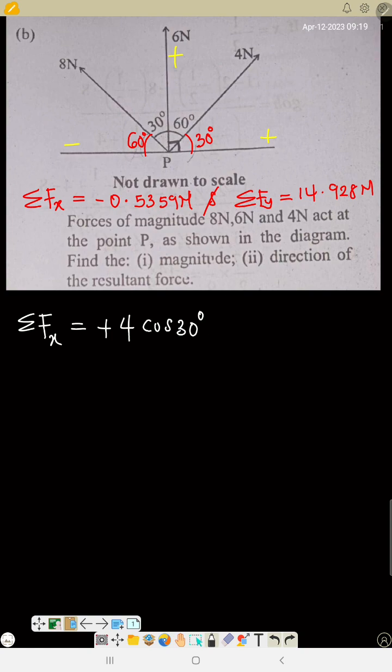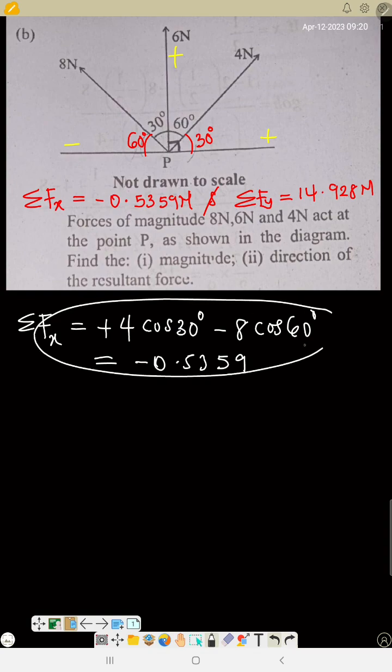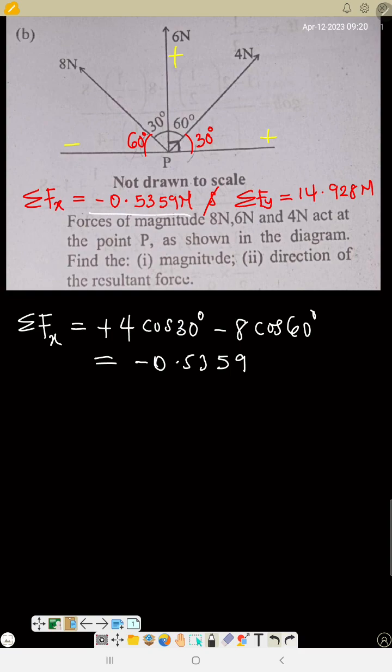Which force do you have in horizontal? This is vertical, so I'm doing only horizontal. So horizontal again, minus 8 cos 16. So this is our summation of all the horizontal forces. So 4 cos 30 minus 8 cos 16. So you still get the same thing as minus 0.5359. So it's still the same as this. You see now. So instead of using a table, you can actually go this way. You will still get this summation Fx directly.